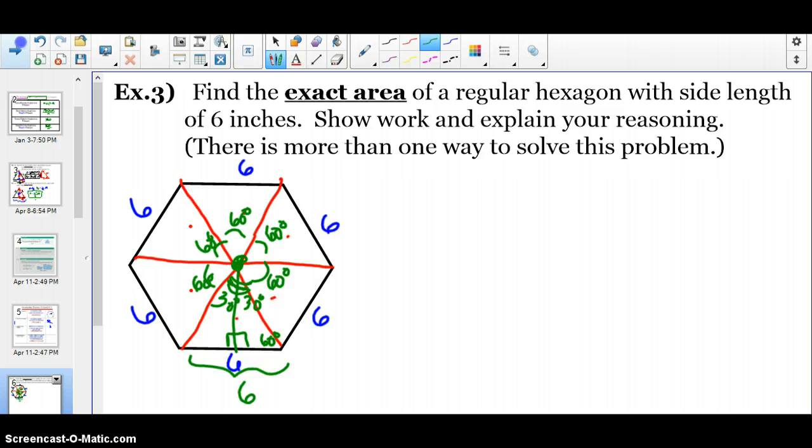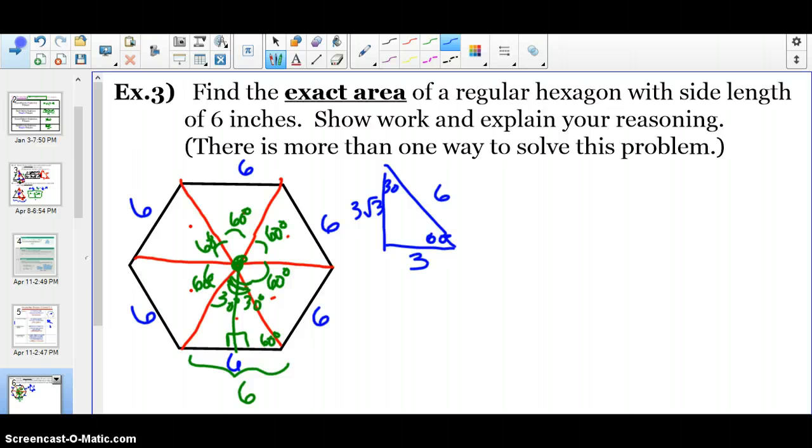Okay, so what I have now is I know that this little piece here, I'm going to resketch this little triangle here. I know this is 30, I know this is 60. I know this length here is 3 because it's half, which means this is 6. And then the height you know to be 3 root 3.